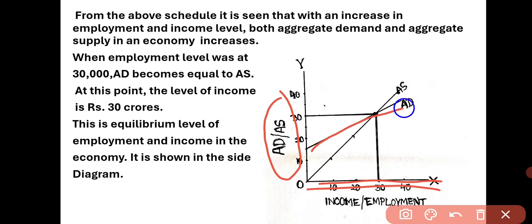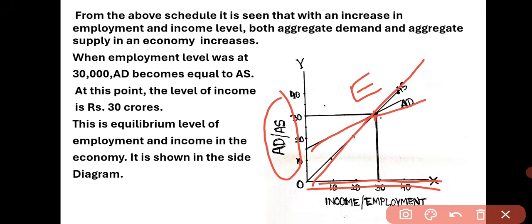AD is the aggregate demand curve, AS is the aggregate supply curve. They intersect each other at point E. This is point E, the equilibrium point, right, where AD and AS, the aggregate demand curve and the aggregate supply curve, intersect each other.